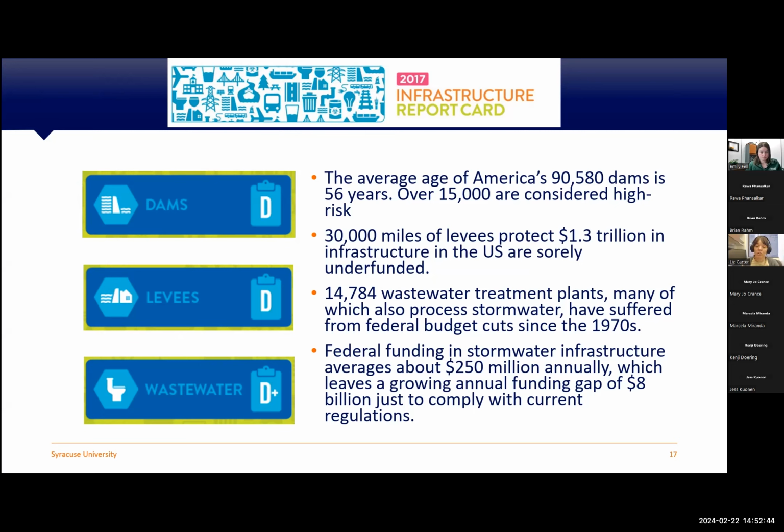And these have suffered from federal budget cuts since the 1970s. And we are currently facing about an $8 billion gap in maintaining our stormwater infrastructure just to get it in compliance with current federal regulations. So infrastructure is a really big part of why this type of flooding is occurring.